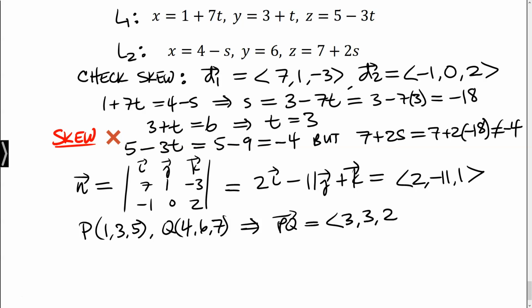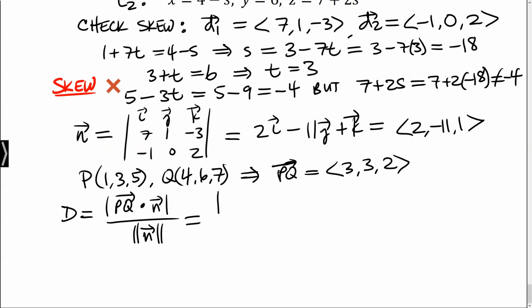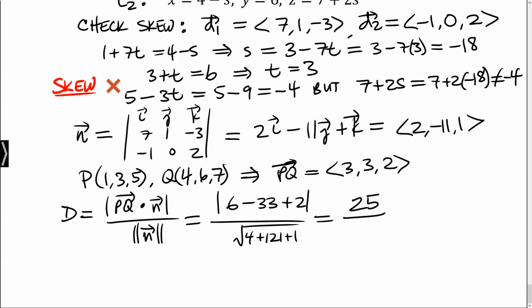Okay, now we have PQ and we have our normal, so now we can plug into the formula. PQ dotted with the normal, let's say it's going to be 3 times 2 is 6, minus 33, plus 2 times 1 is 2, all divided by the length of the normal. So the normal is (2, -11, 1). That's going to be 4 plus 121 plus 1, which is square root 126. And on top, we've got negative 25, but it's the absolute value. So altogether, we get 25 divided by square root 126.